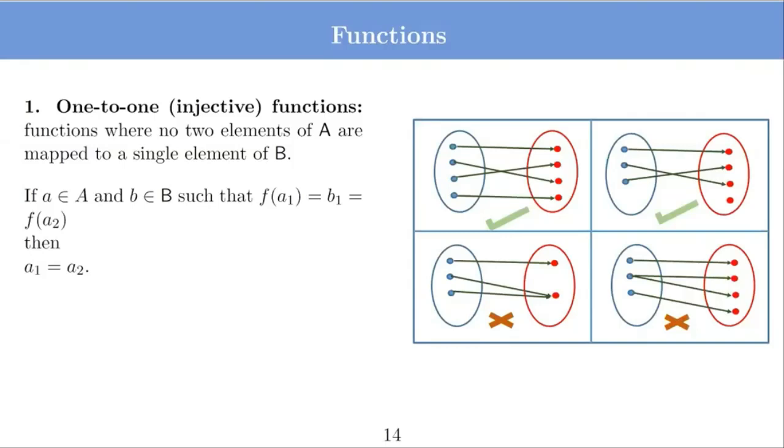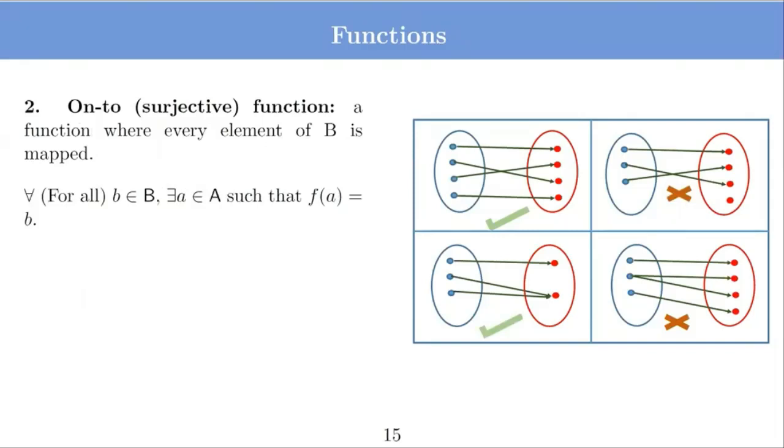Mathematically, we can write it in the following way: if there are 2 elements a1 and a2 which belong to A, and f(a1) and f(a2) are both equal to b1, then a1 should be equal to a2, because two distinct elements cannot map to the same element. So they need to be equal. Out of these four cases, you can see the top two cases are one-to-one injective functions, because every element in the red set is distinctly mapped with the blue set.